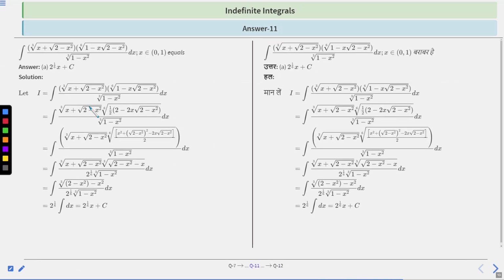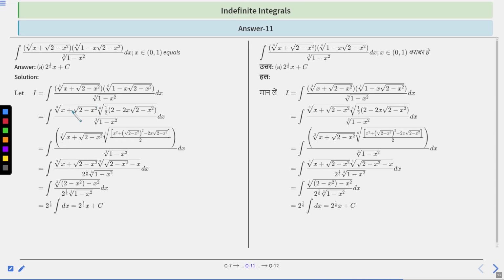Okay, let's move to the solution part. We have to basically find integration of cube root of x plus root over 2 minus x square into 1 minus x root over 2 minus x square to the power 1 by 6 dx upon cube root of 1 minus x square. Now, see, we can do simplification. We have taken 1 by 2 common, so it will be 2 minus 2x root over 2 minus x square, right?